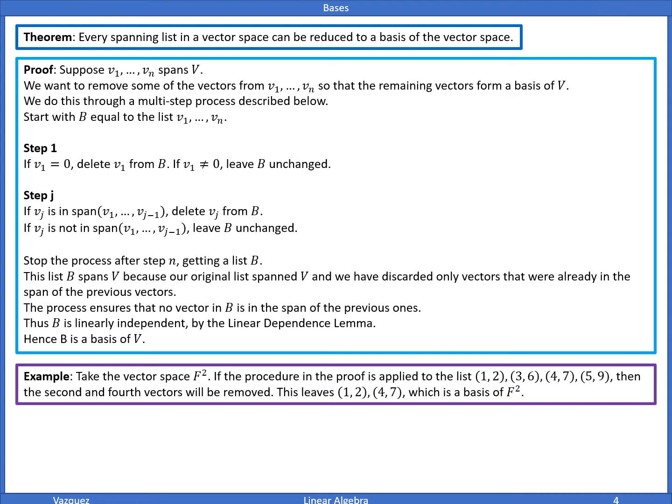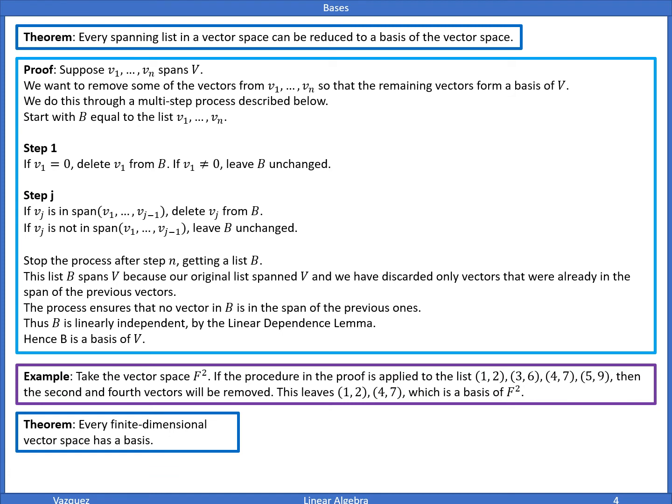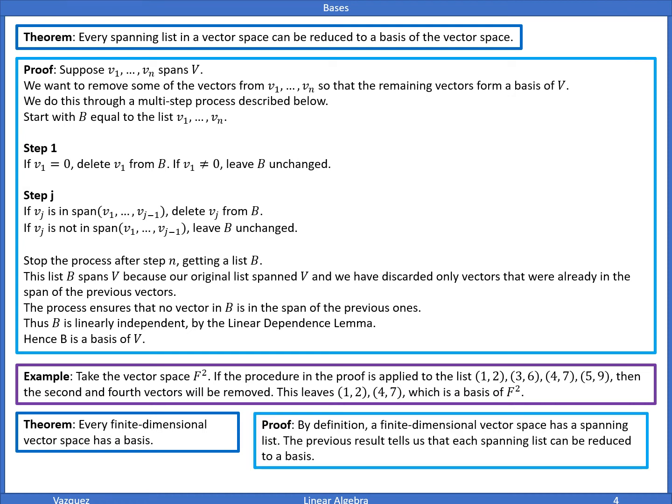So our next result is a pretty easy corollary. And this theorem says that every finite dimensional vector space has a basis. This proof is pretty much just 1 line or 2 lines. Okay, 3 technically. But by definition, a finite dimensional vector space has a spanning list. And this previous result tells us that each spanning list can be reduced to a basis. Therefore, our theorem holds. Simple proof.